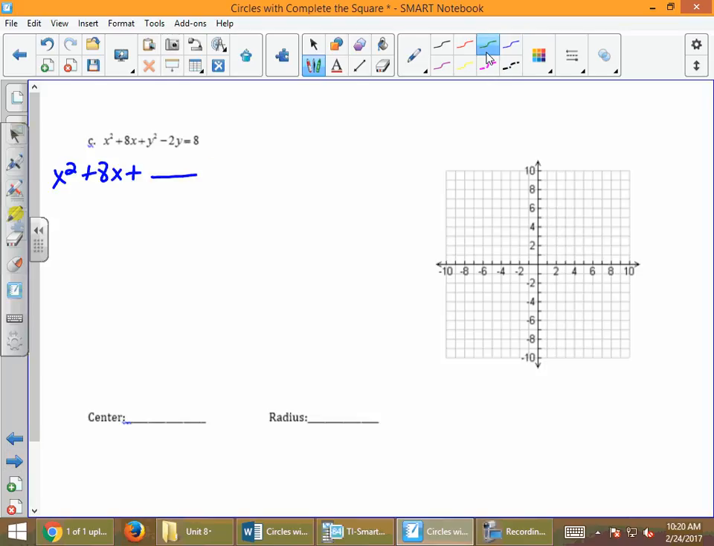And then we have y squared minus 2y plus your blank. And then it's going to equal 8 plus your blank plus your blank. So what happens, just rewrite it, but make sure your blanks are there.